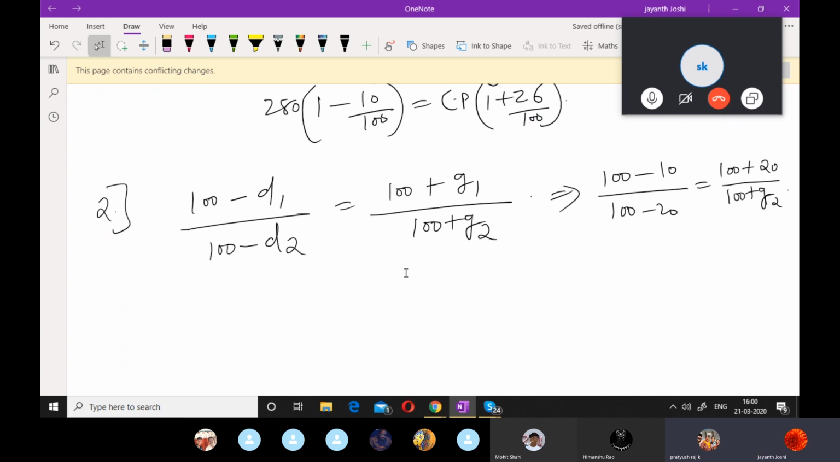For 10% discount, 20% gain. For 20% discount, how much is the gain? That's the question. Sir, 20 by 3. That is how much? 62 by 3%. 6.66. Yeah. Yes.